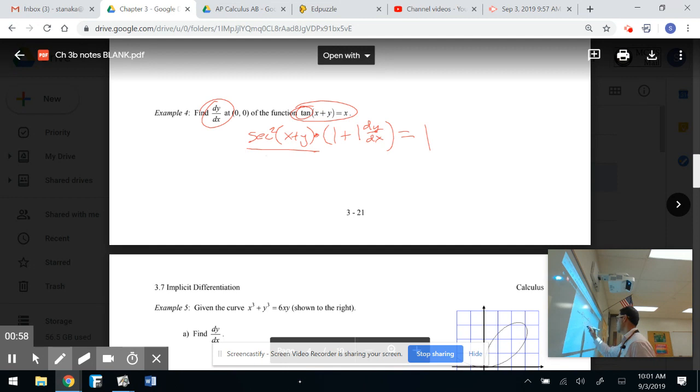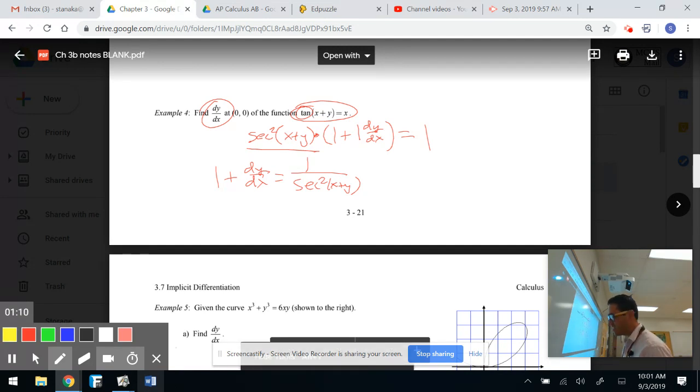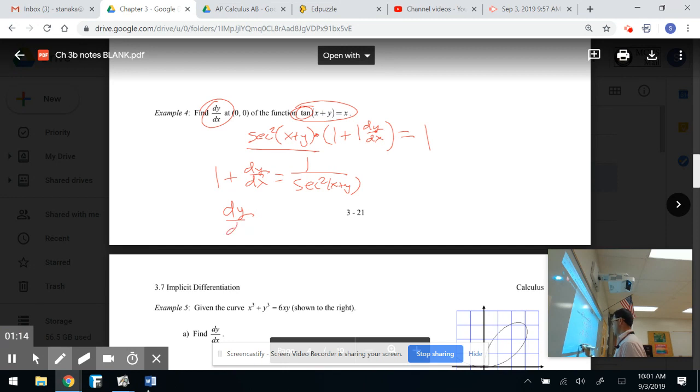For one, I could distribute that, but I think this one is a little bit easier if we just divide that secant squared on both sides. Check that out. That's legit. There's no magic going on there. And then subtract the 1. So I get an answer of dy/dx, which is equal to 1 over secant squared.